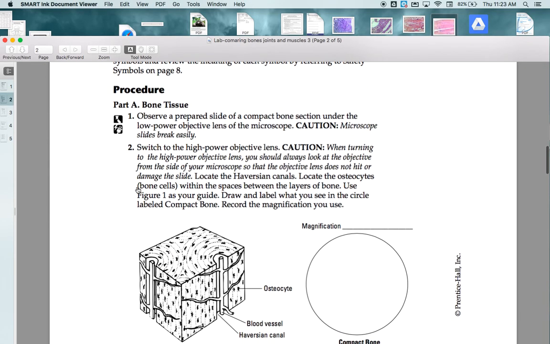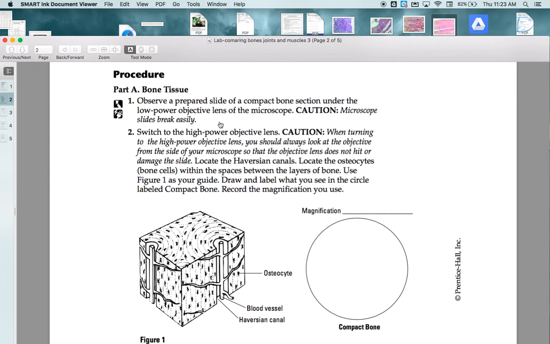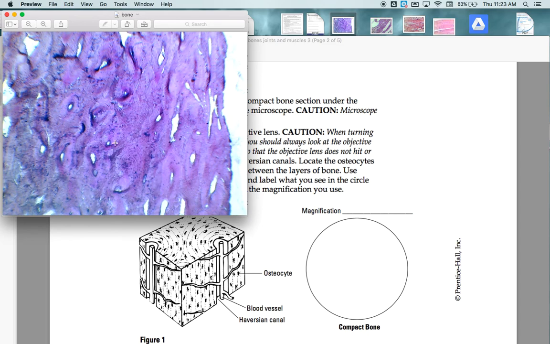So the first part, we're looking at bone tissue, and it says to switch to high power objective. This picture here, when we zoom in, these little holes, they're called Haversian canals right here. And then you can't see the blood vessels because this is dead tissue and it's been sawed with like a deli slicer almost. Think of like that.